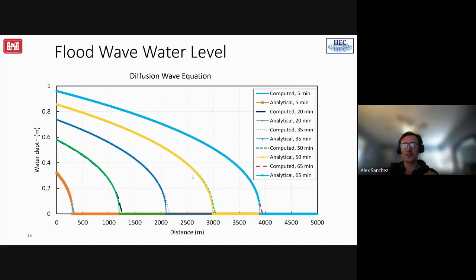And this is the analytical solution for the diffusion wave equation for this data set. What you're looking at here is the flood wave going from left to right, and the different profiles are different snapshots. The analytical one is the one with the lines with markers, and the computed ones are without markers. The model did a pretty good job of reproducing the analytical result.